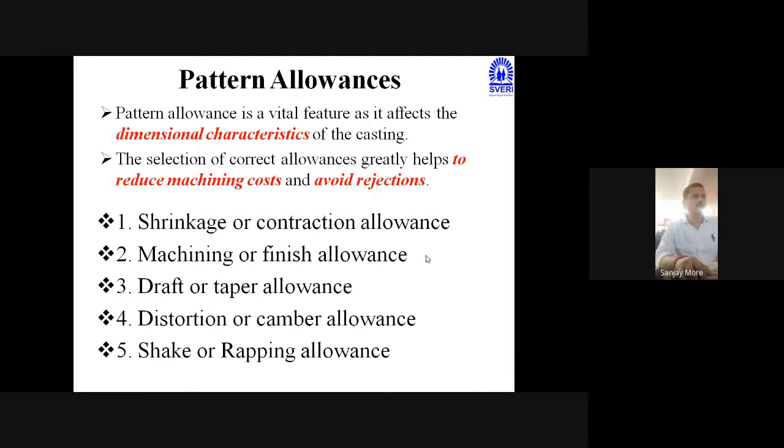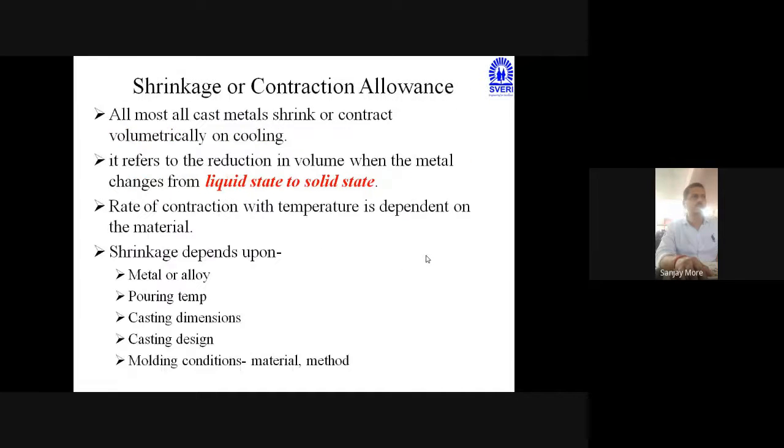Then next point is pattern allowances. Here five types of allowances are given at the time of manufacturing the pattern: shrinkage or contraction allowance, machining or finishing allowance, draft or taper allowance, distortion or camber allowance, shake or rapping allowance. Okay.